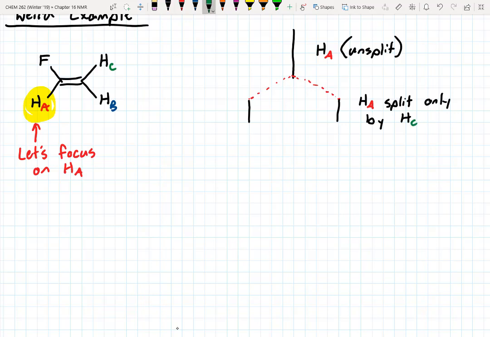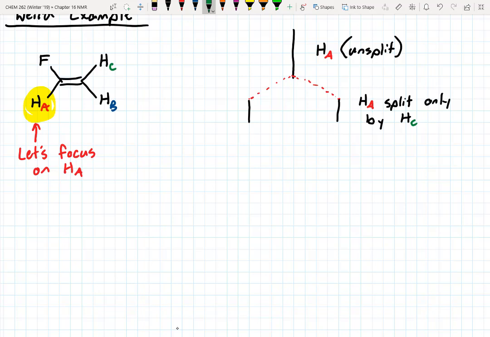Does it matter whether you start with HC or HB in this case? Not really. However, most people will start with the one that has the largest coupling constant, just because it's easier to draw that first rather than have your smaller one and have to branch out from that.